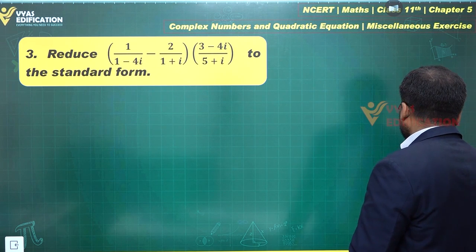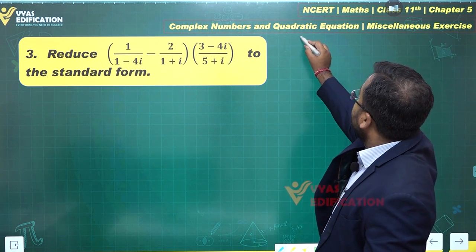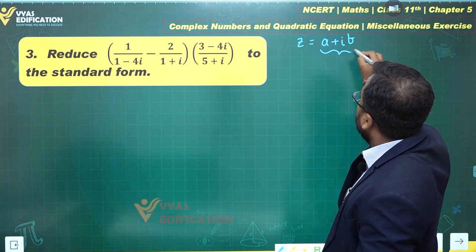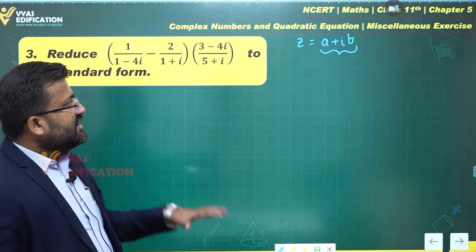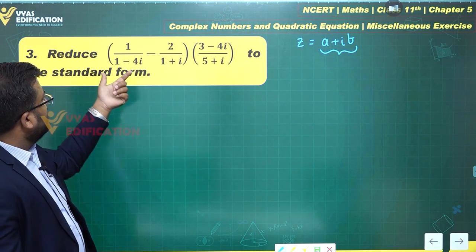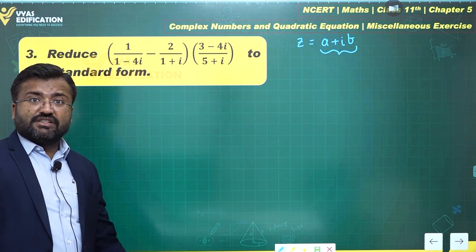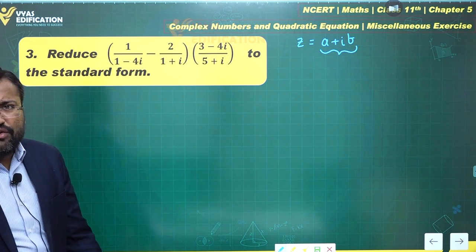For any complex number, the standard form is z equals a plus ib. Now this is the form which is called standard form. For converting this complex number into that simplified standard form, we'll have to first manipulate this whole thing and simplify this complex number. Let's try to simplify this complex number somehow. How do we go about doing this?